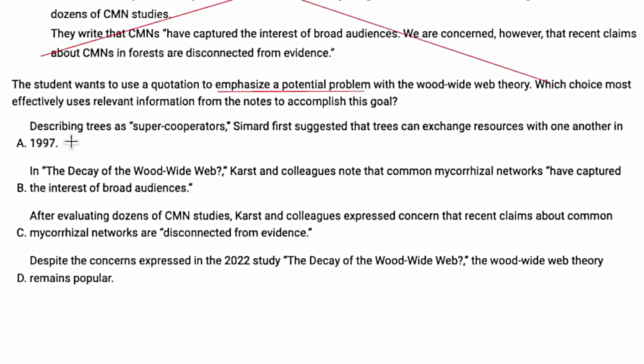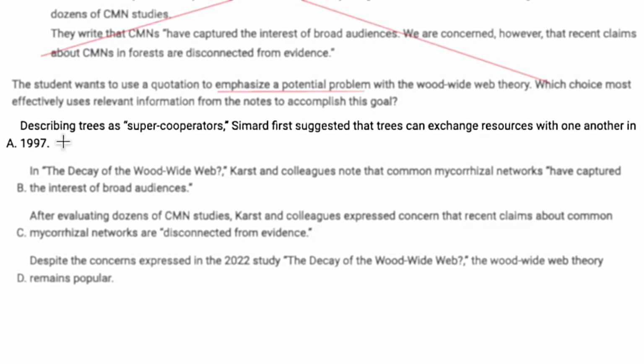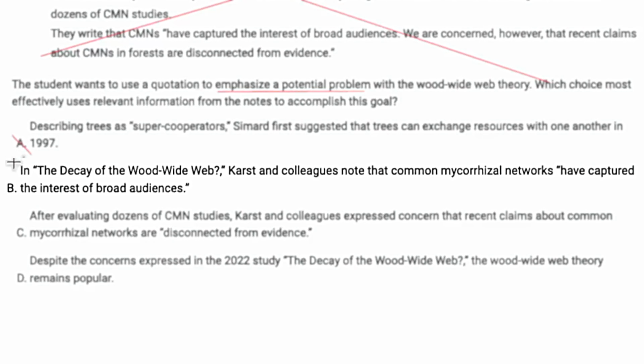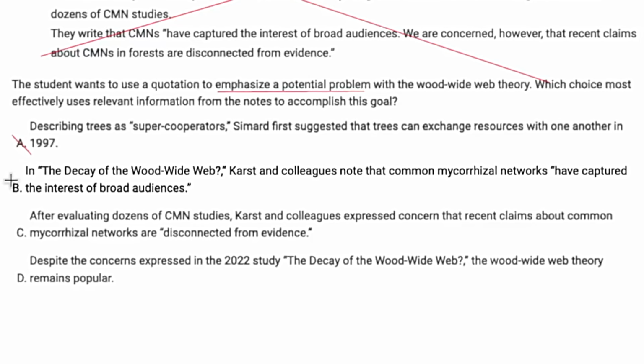I'm just going to try to focus on that right now, and I'm going to start going through and eliminating wrong answers. Describing trees as super cooperators. Simard first suggested that trees can exchange resources with another. All right, so there's no potential problem there, so A is out. In The Decay of the Wood Wide Web, Carson and colleagues note that common mycorrhizal networks have captured. So again, it's just sort of stating a fact, doesn't emphasize a problem.